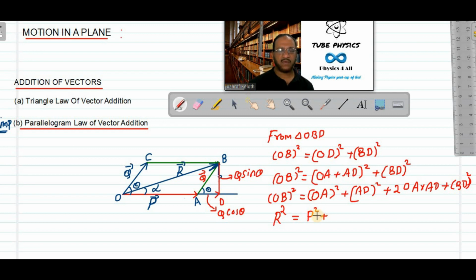Plus, what is AD? Q cos theta. So Q cos theta whole square can be written as Q square cos square theta, plus 2 into OA. What is OA? P, the magnitude of vector P, into AD. What is AD? Q cos theta.